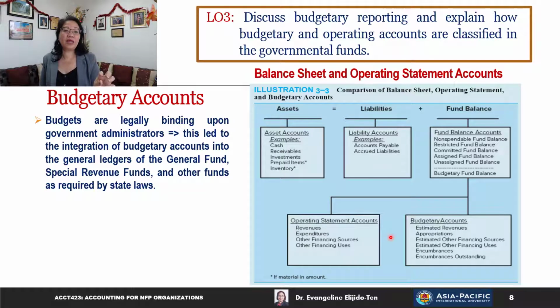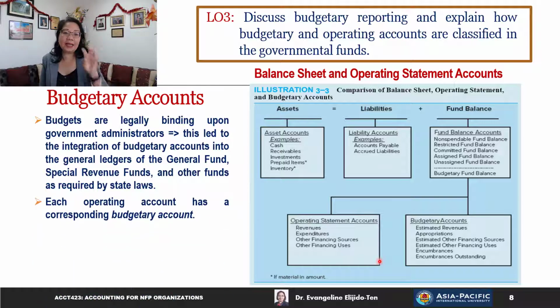As a result of that, budgetary accounts are integrated into the general ledger of the general fund, special revenue funds, and any other funds as required by statutory laws. All right. So each operating account has a corresponding budgetary account. So you will see in illustration 3-3 here a comparison of the balance sheet, operating statement, and budgetary accounts.